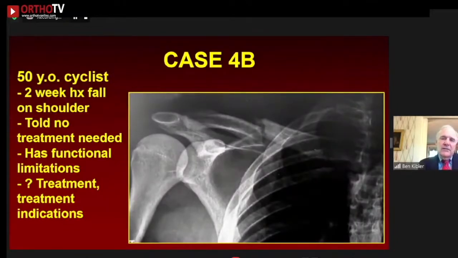Now, this is slightly different. This is an older gentleman who is very active in bicycling. He has this fracture. And you say, well, that should do well because it's basically out to length. It's not shortened. But he knows there's something not right about that. He's seen another doctor who told him to put it in a sling, but he feels that this is not right. He's only 2 weeks post-injury, but he knows his shoulder's not right.